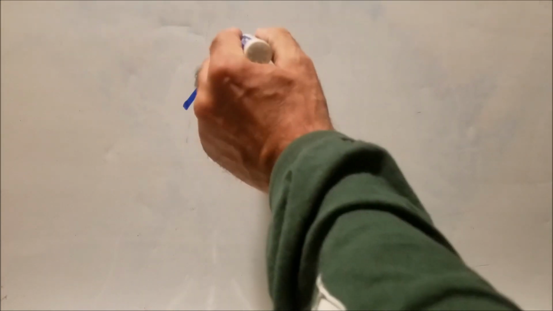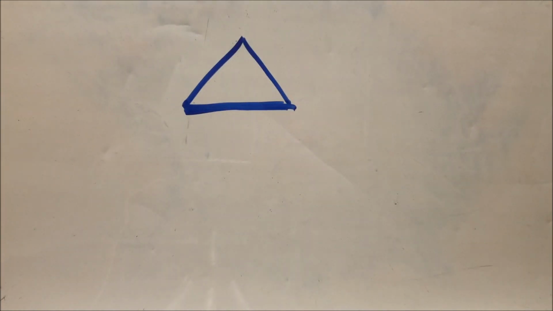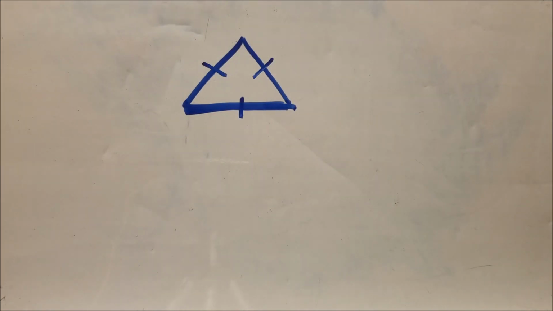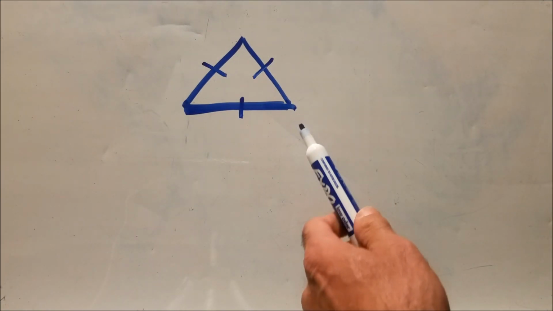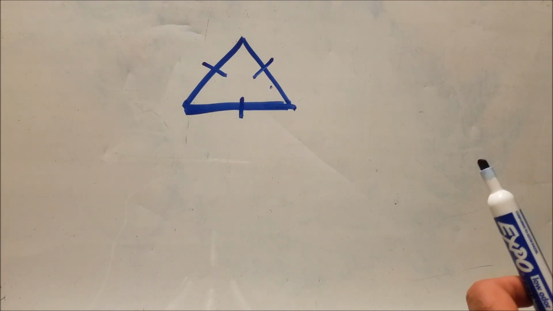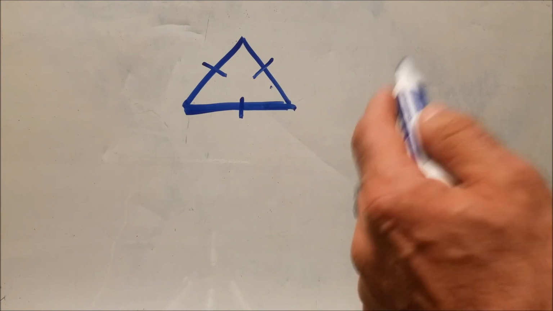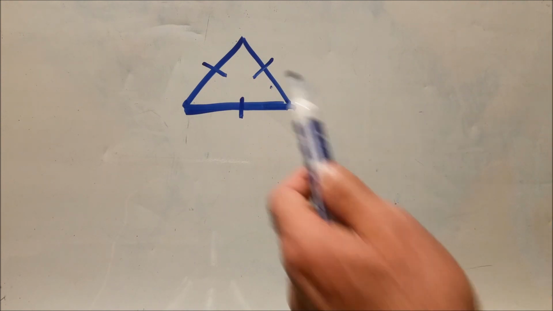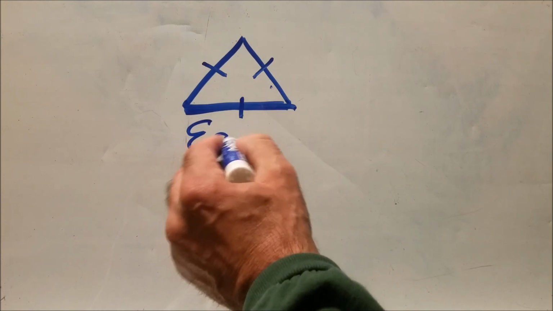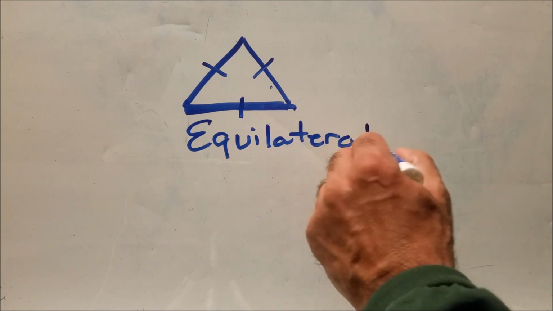So if I draw a triangle here, and a triangle has three sides, obviously, and let's say I put a hash mark on each side like that. Well, that hash mark means that all the sides are equal because they all have the same hash mark. And when all three sides of a triangle are equal, then it's an equilateral. That's an easy one to remember. Equilateral. All equal.